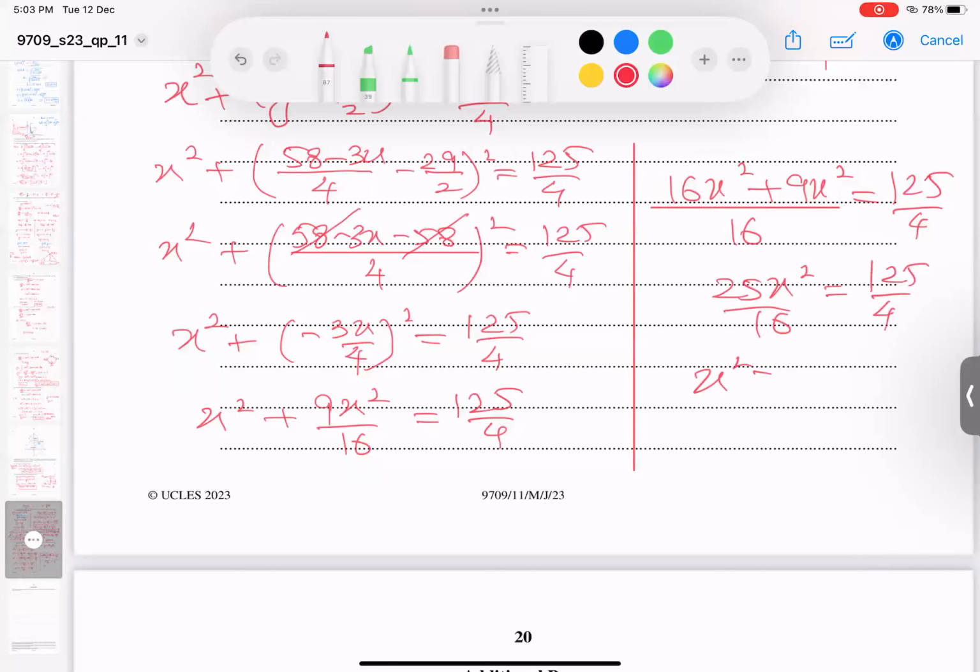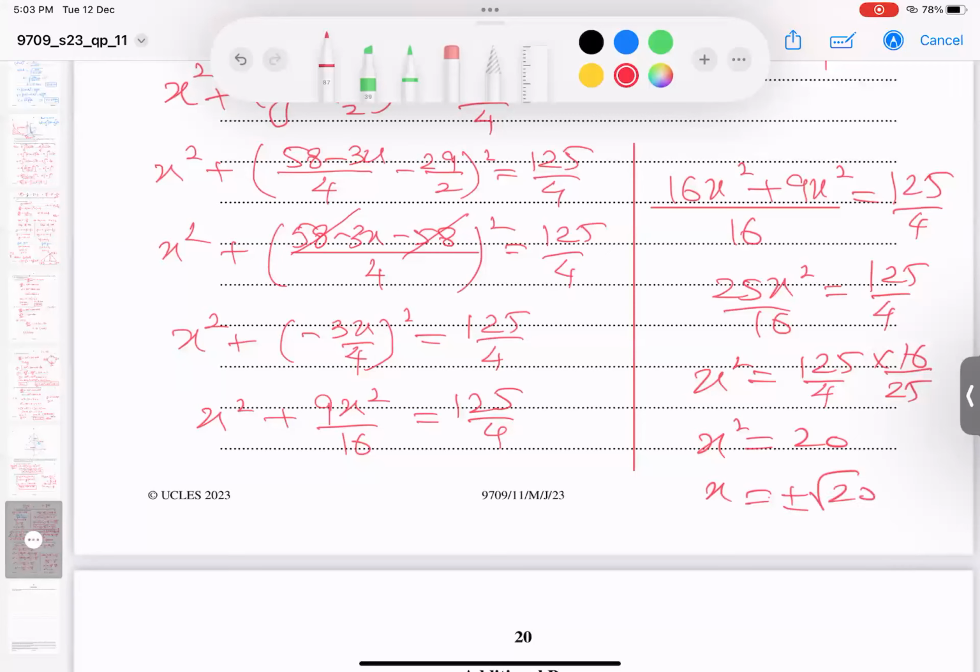Now x squared alone, 125 upon 4 already present. 16 will go up like this, 25 will come down like this. And now I'm typing in the calculator, so it will save my time. And I get what, x squared equal to 20. And my answer is coming plus and minus root 20.